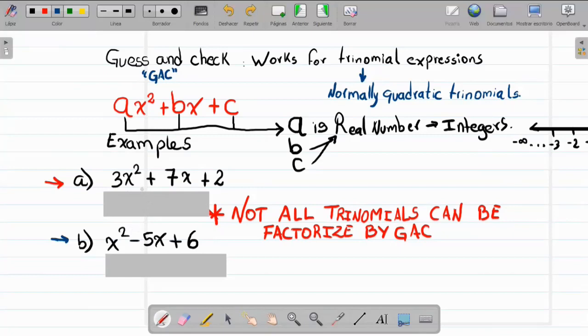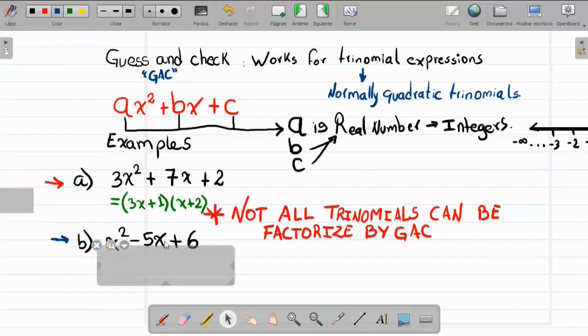So remember, when we want to factorize, this is something important you should keep in mind. When we want to factorize, the idea is to break apart this polynomial into the product of other polynomials. So how is this possible? It's possible like this. For example, the factorization of 3x squared plus 7x plus 2 is 3x plus 1 times x plus 2. Something similar happens with this other exercise. Here you have the factorization of x squared minus 5x plus 6, which is x minus 3 times x minus 2.